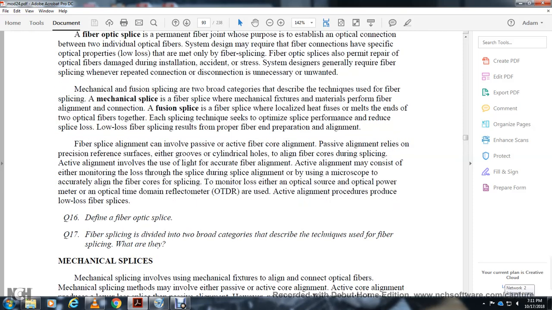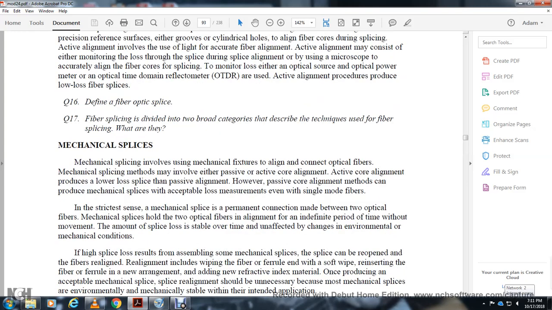Fiber splice alignment can involve either passive alignment or active fiber core alignment. Passive alignment relies on precision reference surfaces, such as a group of cylindrical holes, to align the fiber cores during splicing. Active alignment involves the use of light for accurate fiber alignment. Active alignment can use a microscope to align the fiber cores accurately, or it can measure splice loss with an optical source and an optical power meter, or an optical time domain reflectometer, to achieve low loss fiber splices.